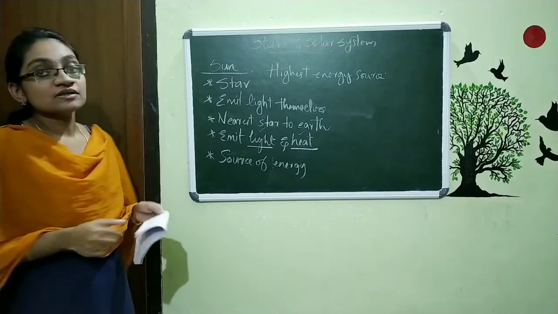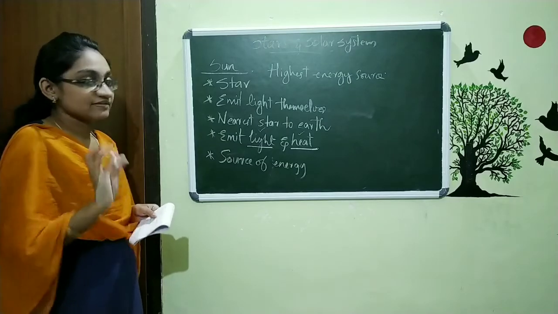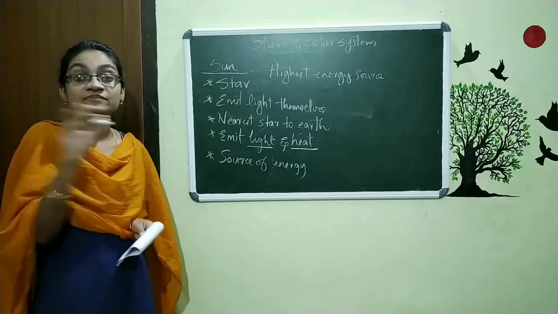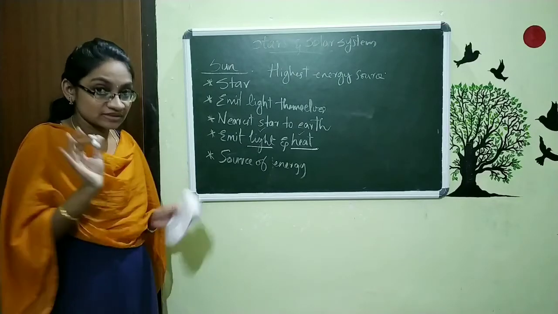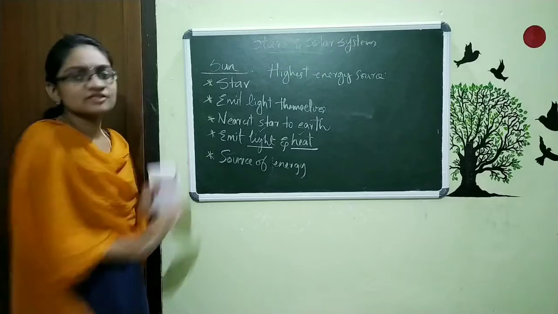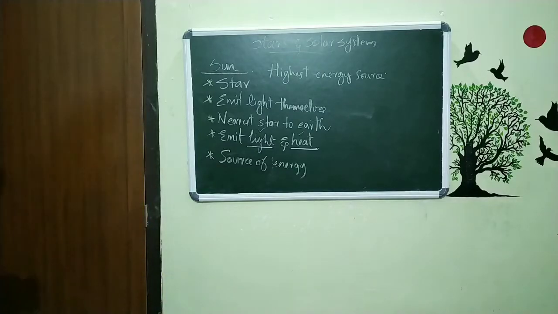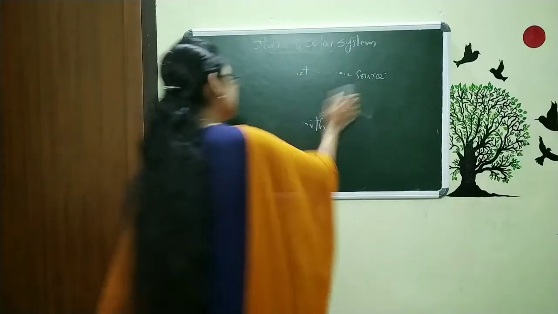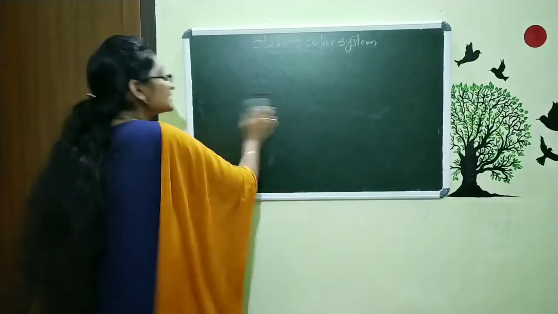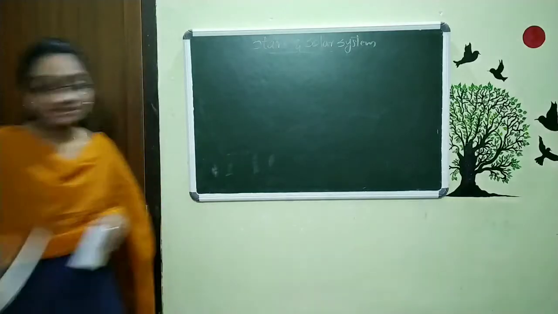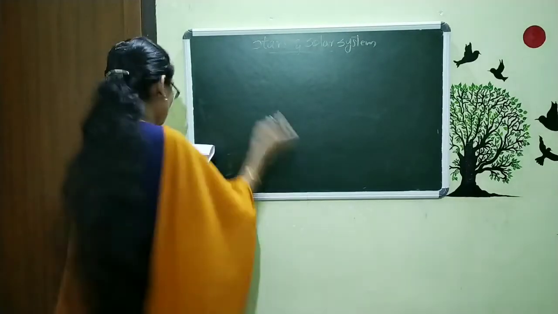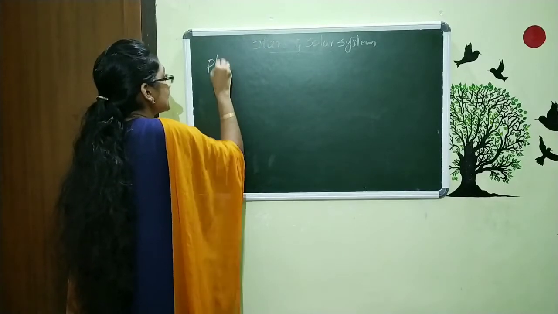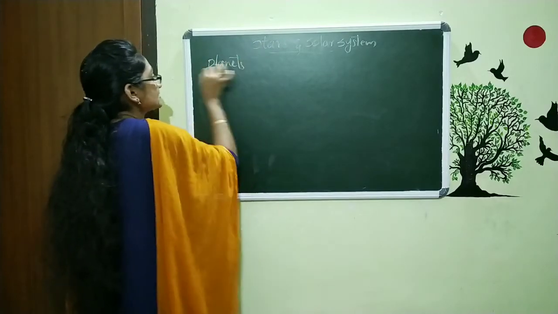The next is our planets. We are going to discuss each and every one. We already discussed the distance between the earth and the sun, all those things, so it's enough for the sun. The next is the planets. First we are going to discuss generally what a planet is, and then we will discuss each planet in detail.